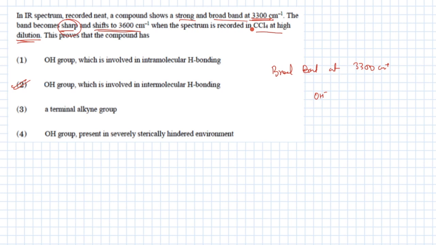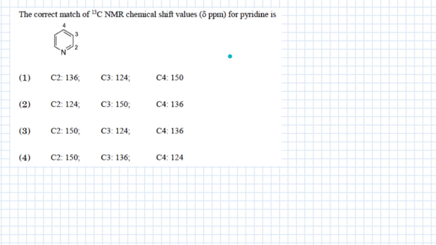Now let's go to the next question. Here the question says: the correct match of carbon 13 NMR chemical shift of pyridine is. This is the pyridine molecule given to you, and they're asking which is the correct chemical shift of the carbons. To answer this question, you should know about the resonance structure. You should know how we can draw the resonance structures of the pyridine molecule. So let's try to do that.